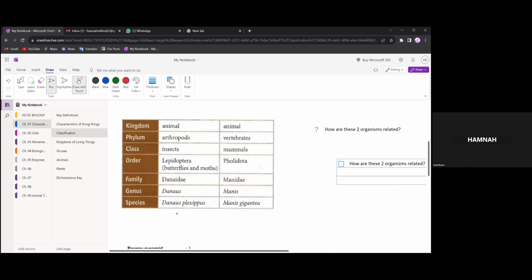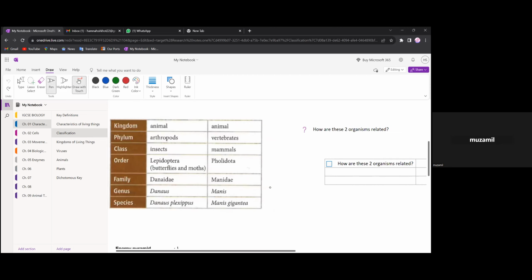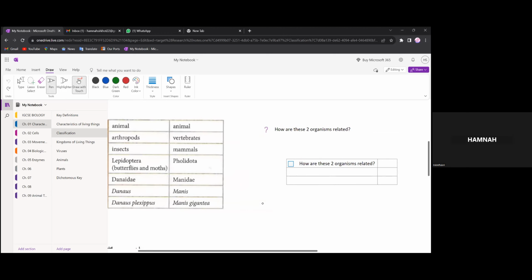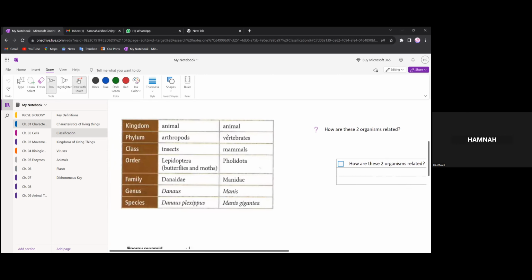Okay, so if I ask you, this is one organism. You can see it comes down to Janus Pexipus, and then this is another animal, Manus gigantea. I took this picture from the internet. If I ask you, how are these two organisms related? Can you tell me the similarities between these two? They both are in the animal kingdom. This is how they're related. Everything else is different.